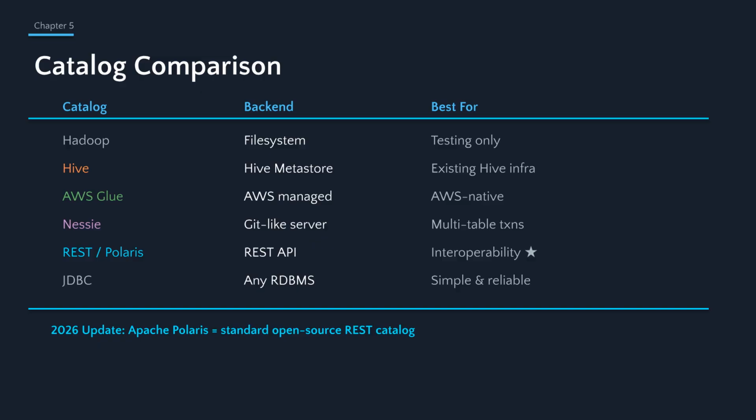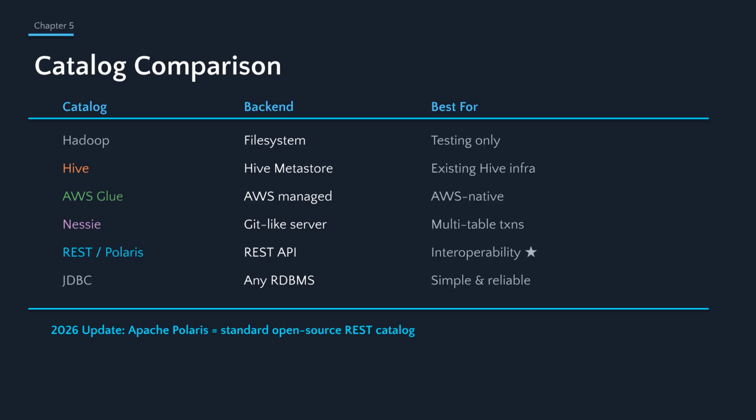The AWS Glue catalog is fully managed and integrates with Athena, EMR, and Redshift Spectrum, making it the default for AWS stacks. The Nessie catalog adds Git-like branches, tags, and commits for multi-table transactions, and dev/staging/prod isolation.